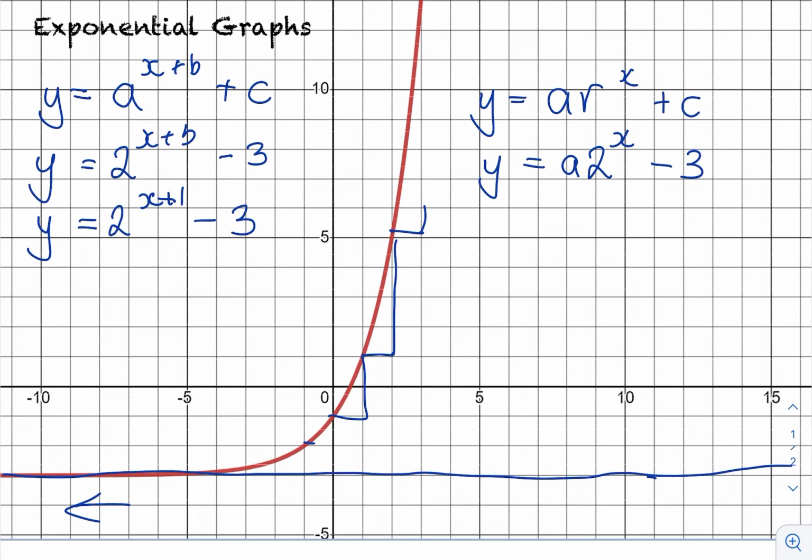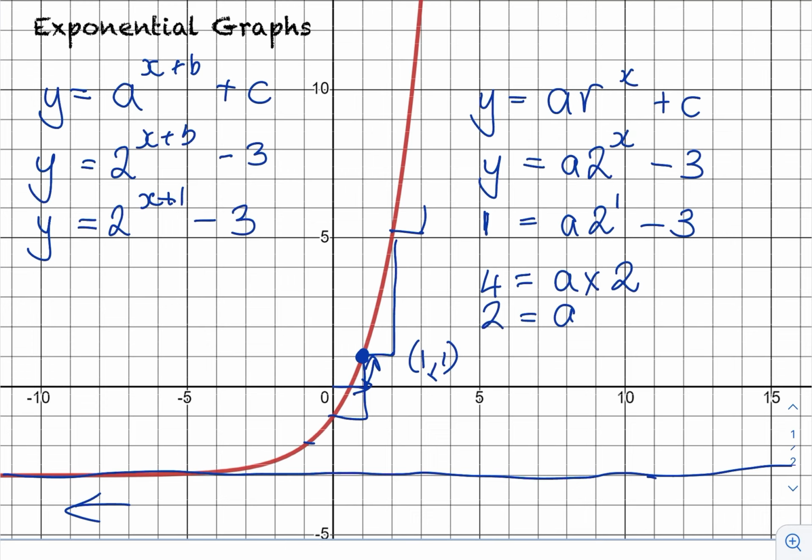So just choose one of the values that we can see on the red graph. This is probably the easiest one here. When x is 1, y is 1 at this point here. So substitute that value in. So when x is 1, y is 1. So a times 2 to the power of 1, minus 3. We can move the -3 over the other side, it becomes 4. 2 to the power of 1 is just 2. So a is 2, because 2 times 2 is 4.